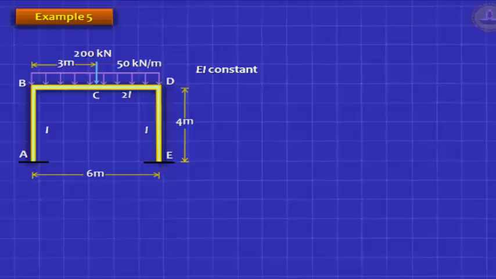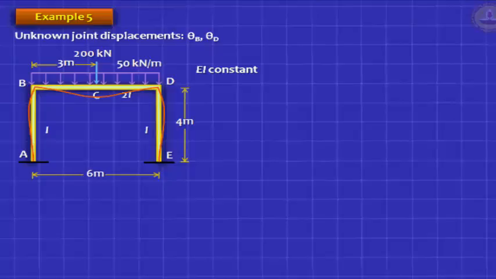How do you analyze this structure? It looks difficult, but I can assure you it's not if you take advantage of symmetry. How do you analyze the structure? Well, first you try to draw the deflected shape and take advantage of the symmetry, and you'll find that the deflected shape is more or less like that.